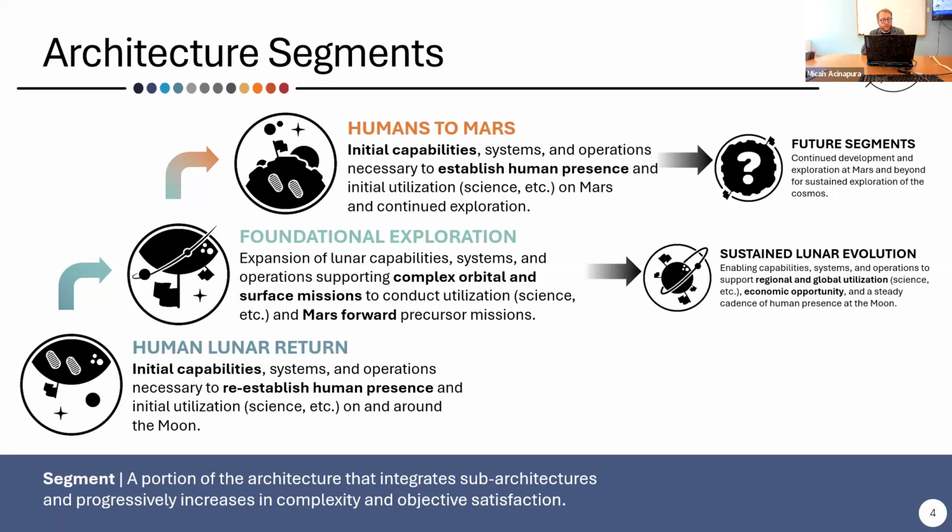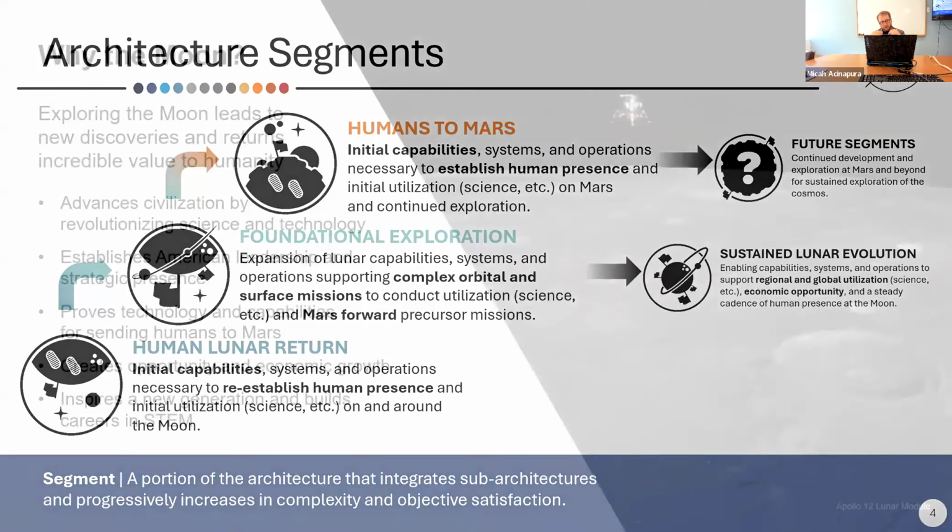But as I was saying, we're going to be eventually sending humans to Mars. The horizon goal right now is that first human mission to Mars. We're working on the initial capabilities to establish this, to eventually land humans on Mars and then return them back safely. And as we continue expansion on Mars, that will then lead to future segments. Those are TBD right now, but that's going to be Mars and beyond. So let's bring it back in.